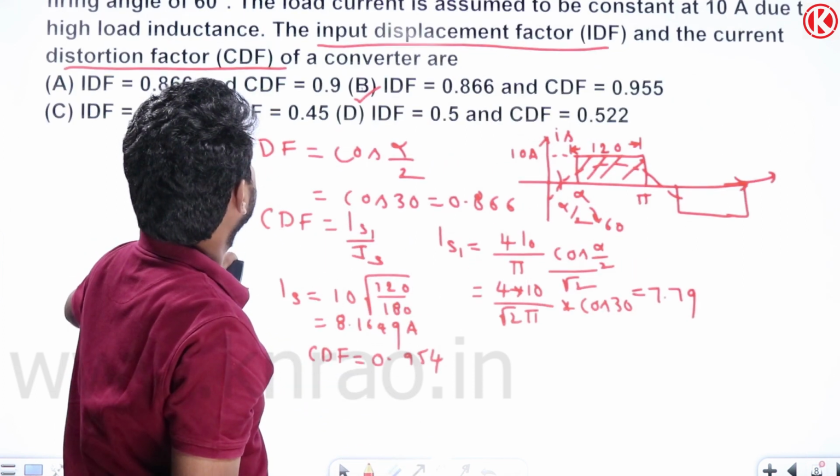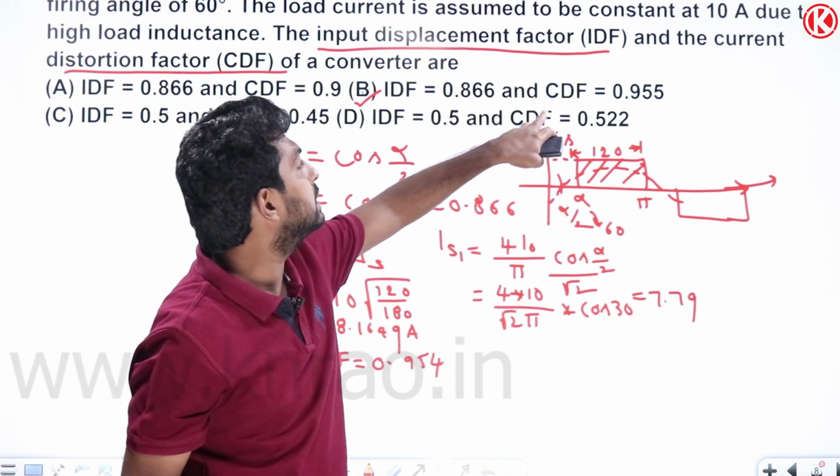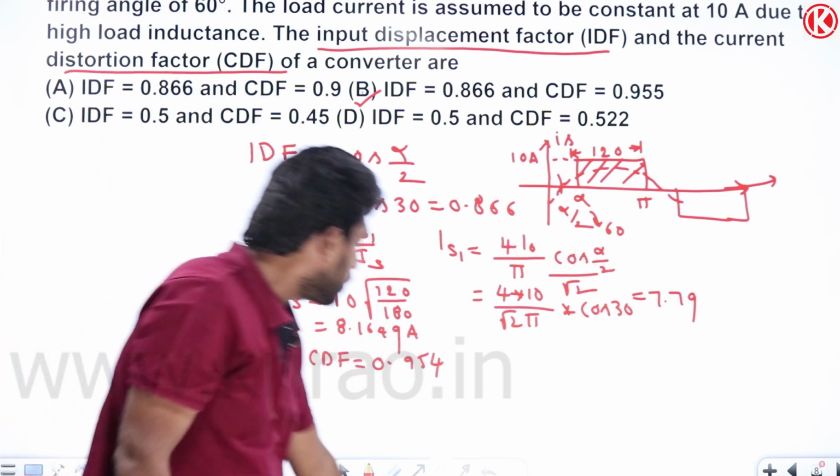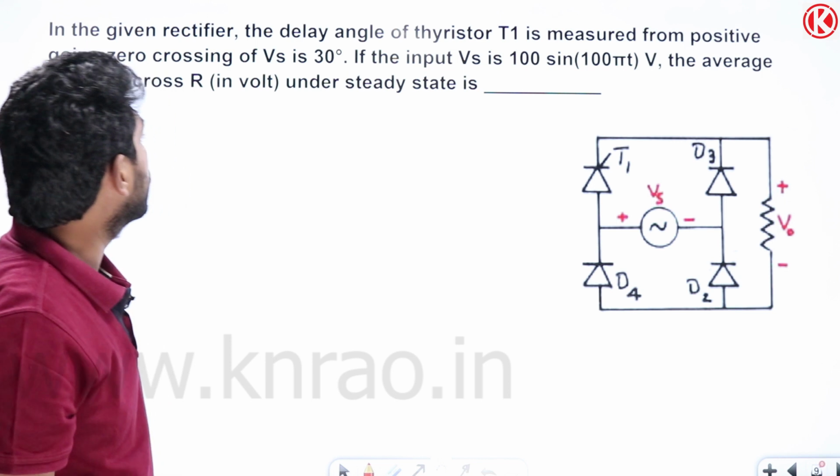Observe here. The input displacement factor is 0.866 and the current distortion factor is 0.955. So let me solve the next problem.